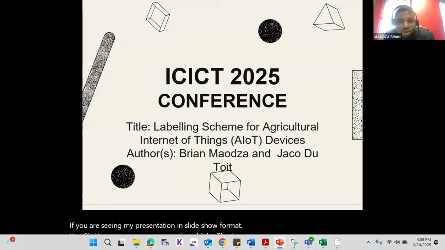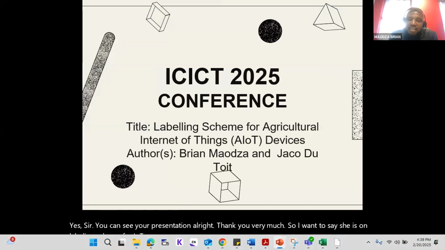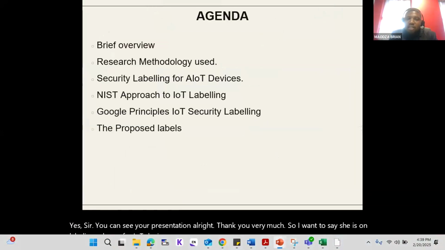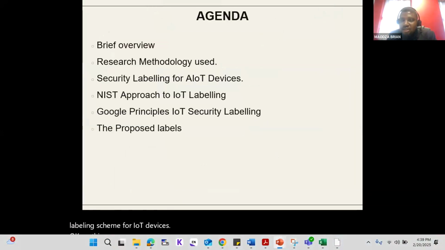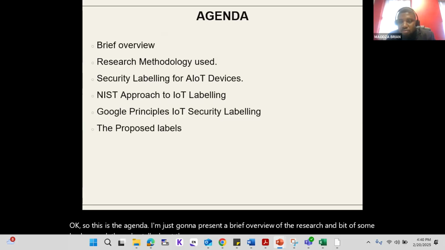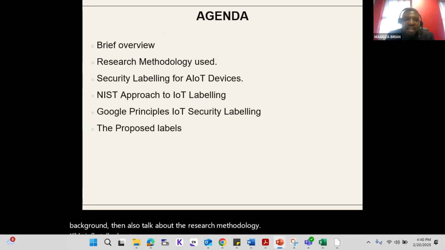So our research is on a labeling scheme for IoT devices. Okay, so this is the agenda. I'm going to present a brief overview of the research and some background. Then we'll also talk about the research methodology. I'll briefly talk about why we need labels for IoT devices. I'll also talk about the NIST approach to labeling schemes.